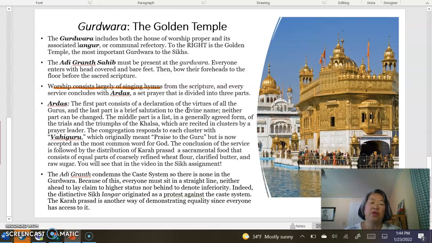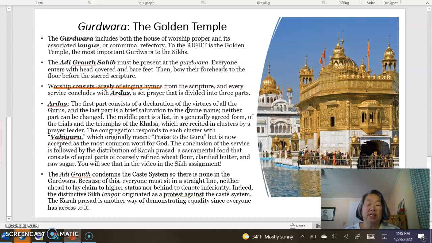Contained within the scriptures is a real condemnation of the caste system. Because Guru Nanak grew up in the caste system, he understood the unfairness of it, how some people are put down or disenfranchised as a result. So because of this, when you enter the Gurdwara, there's a sense of equanimity or equality there as well. So everyone has to sit in a straight line, neither ahead or behind to lay claim to higher authority.